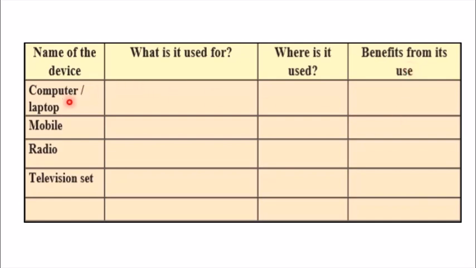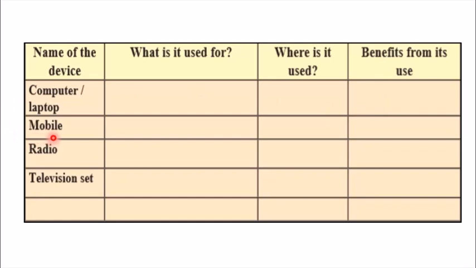So for example, first is computer or laptop. It is used to process data. Where is it used? We use it in many places, in offices, in schools, etc. Now what is the benefit of it? It is very easy. Can you guess what the benefit is? The benefit is that it is faster processing. It can even store large data. So for all these things, we use computer and laptop.